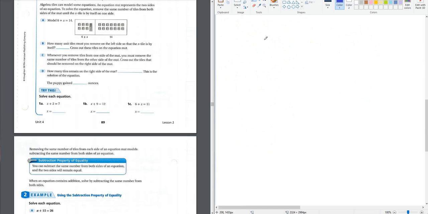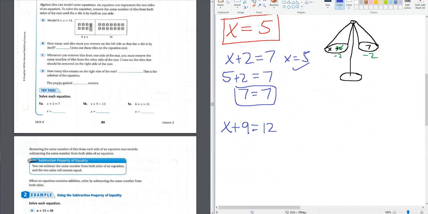So let's try again. Let's see, let's do x plus 9 equals 12. So again, let's think about it. I don't want my, let me see if I can move this.